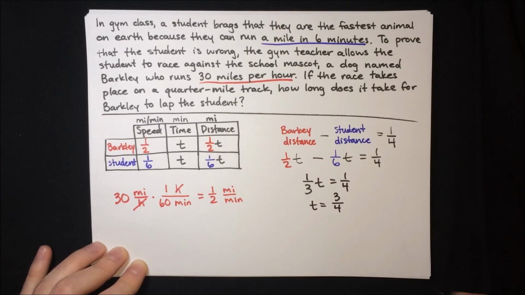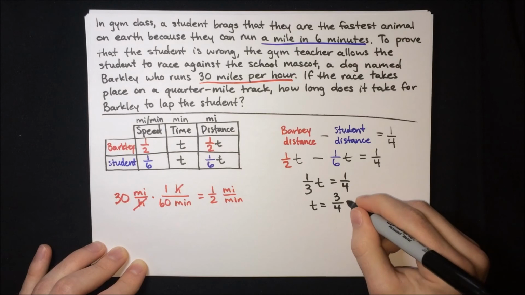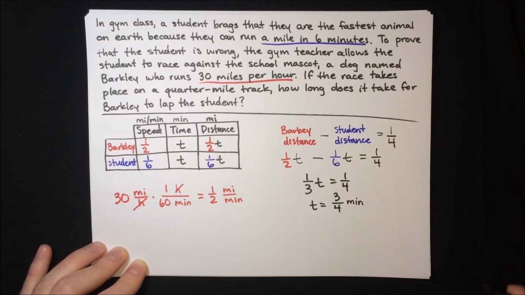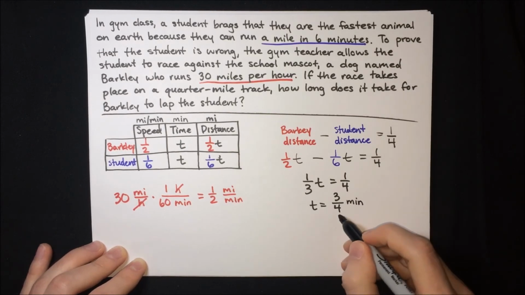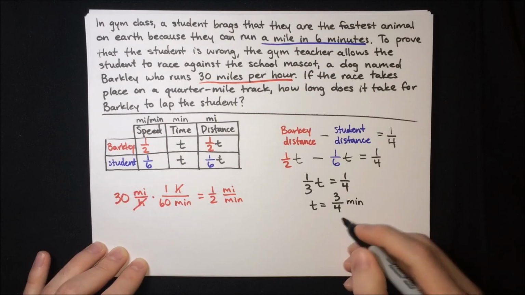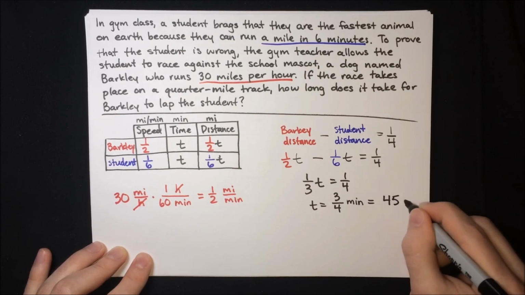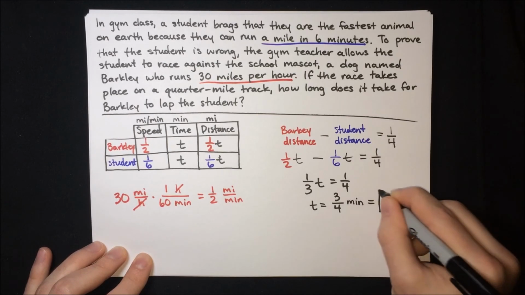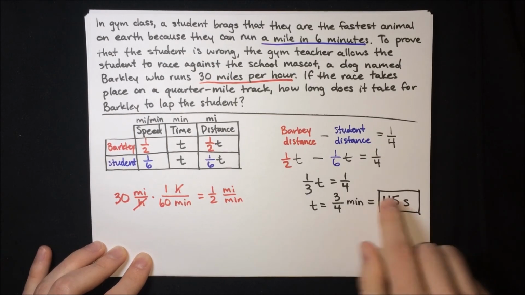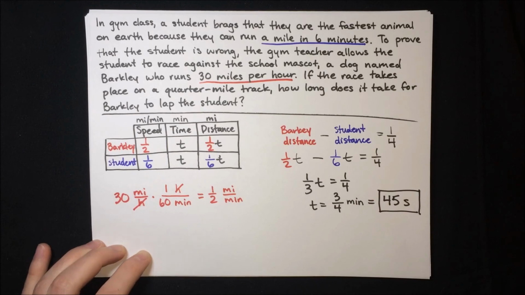3/4. Our time is in minutes, so t equals 3/4 minute. In other words, a quarter of a minute is 15 seconds, so the time is just 45 seconds. So in just 45 seconds, Barkley is able to lap the student.